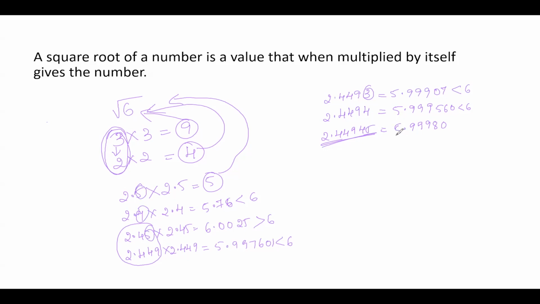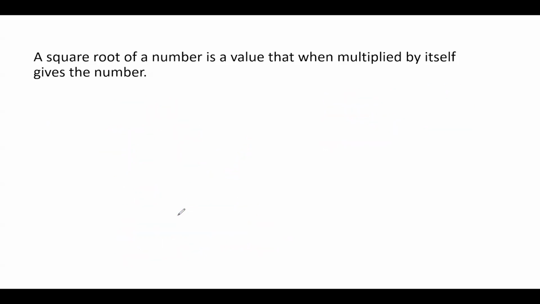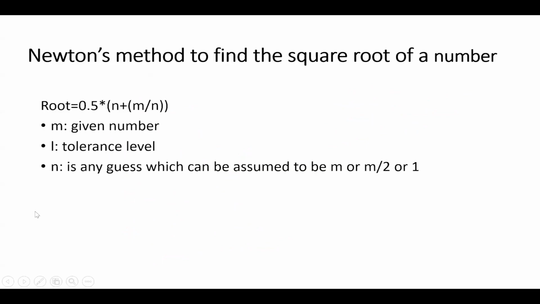On this basis itself, Newton's way of finding the square root of any number exists. The guessing work remains the same, but there we also have a formula. So let us go ahead and see what exactly that formula tells us. In Newton's method to find the square root of a number, we have a formula which says root, that is the square root, whatever you want to find out, is equal to 0.5 into n plus m by n.